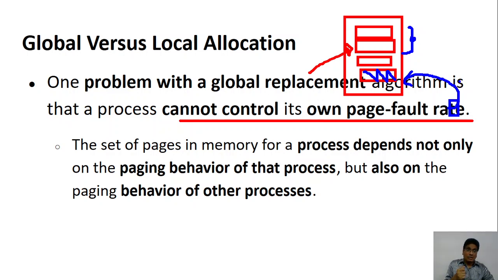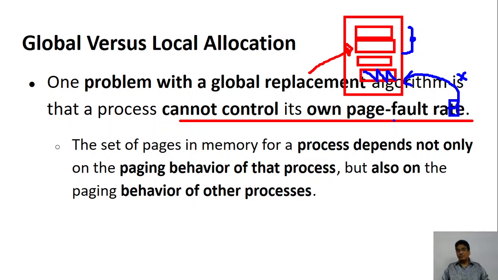So look at your process. Your process cannot control its own page fault. It is generating page faults not because it has a problem. It is generating page faults because somebody has robbed its pages. A high priority process came and robbed its pages. That is why it is generating a page fault.